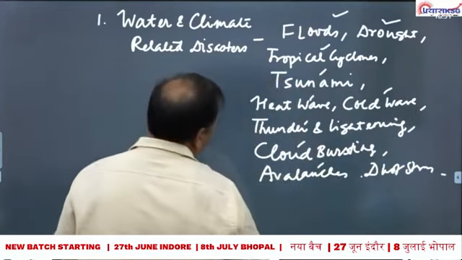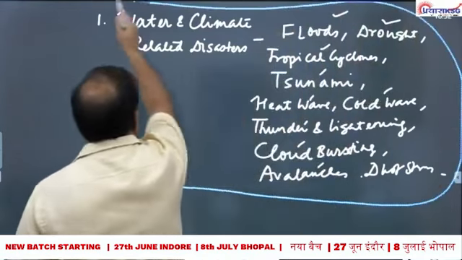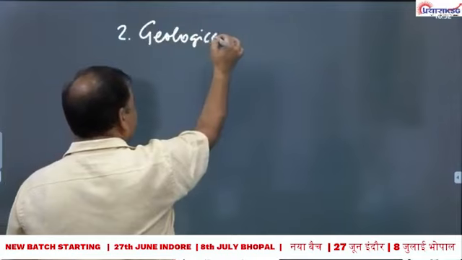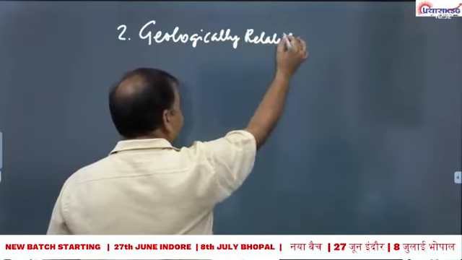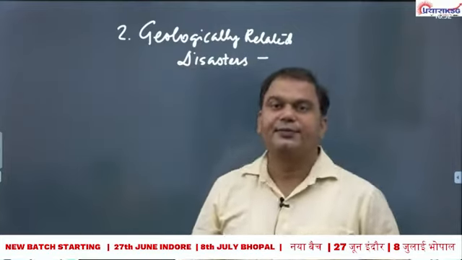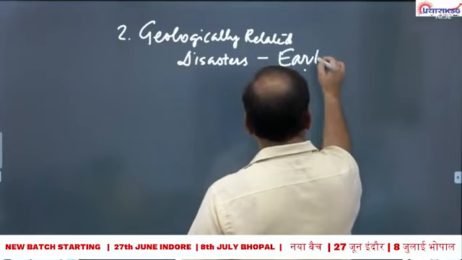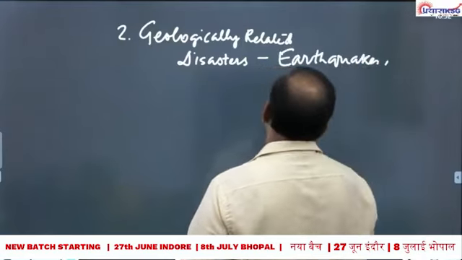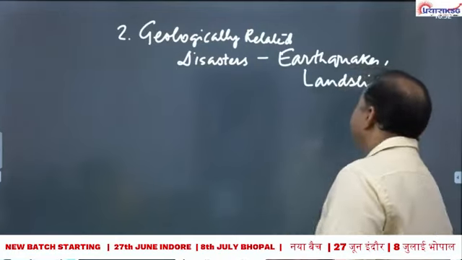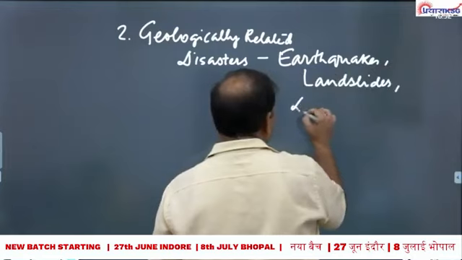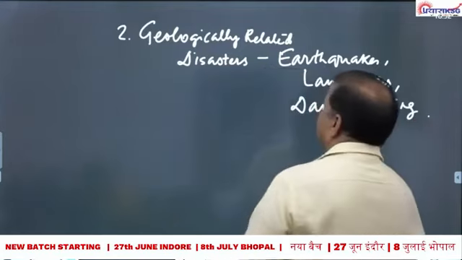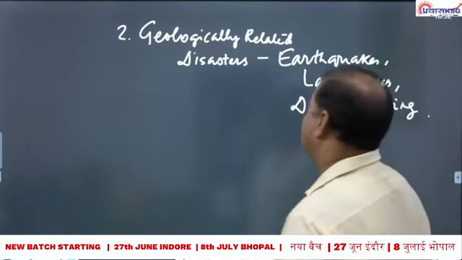Write down the second category. Geologically related disasters, which includes earthquakes, landslides, and dam bursting. So that's the second category.